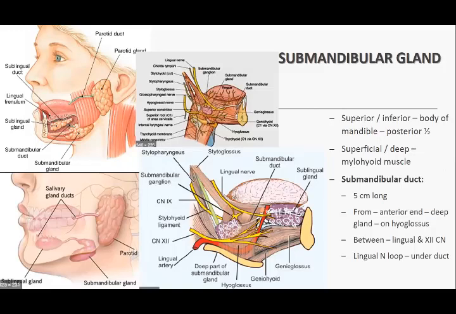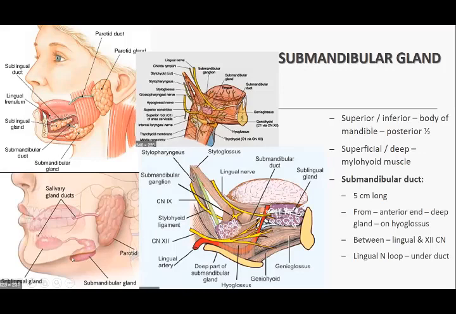Submandibular gland. देखो बेटा, almond shaped है. इसकी लोकेशन देख लीजिए, ये mandible का body of the mandible है, ये scaphoid the border है. This is the ramus of the mandible. ठीक है, this is the body of the mandible.